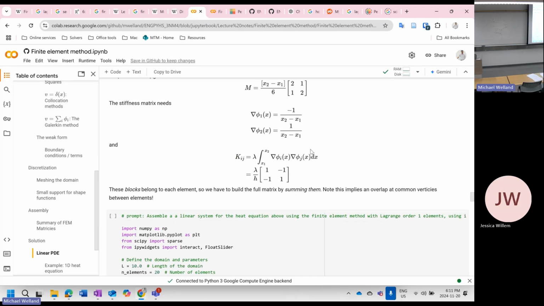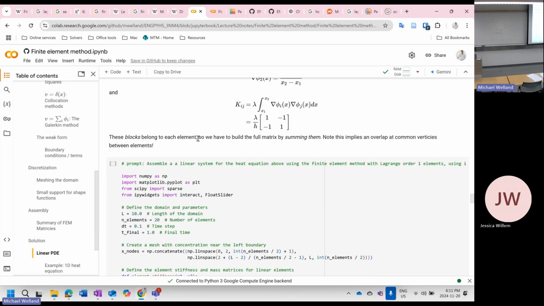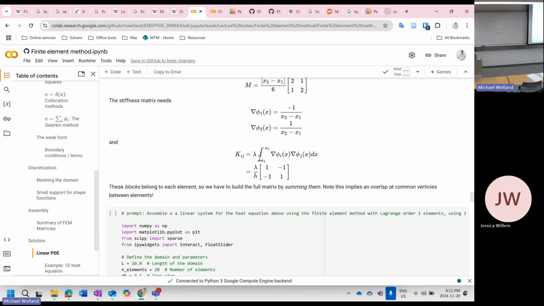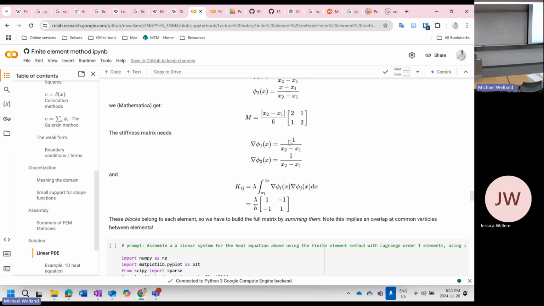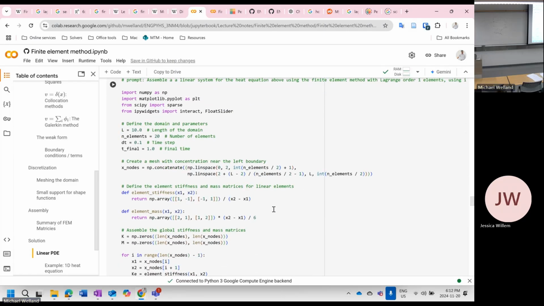Stiffness, you do that exercise again. Now you have lambda over h. Note that h does not need to be the same. So let's make it spicy. Let's have the step size changing from one element to another, right? To drive home this point. These blocks belong to each element. So what we're going to do, right?